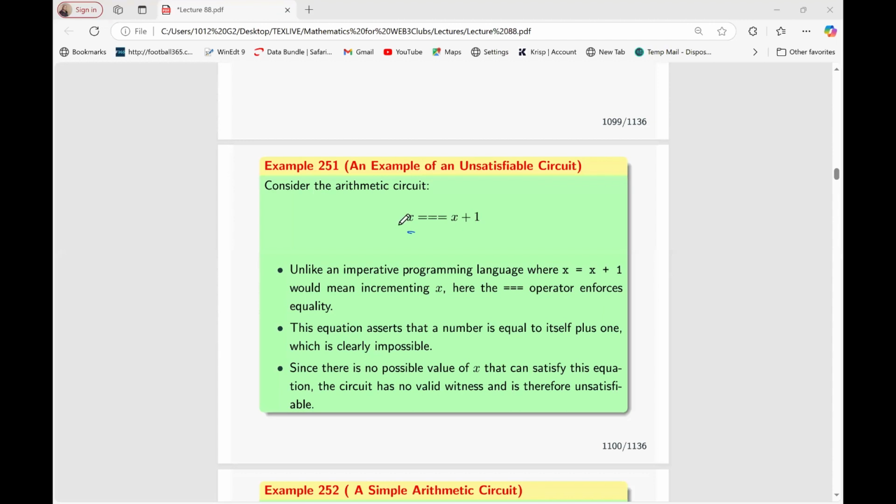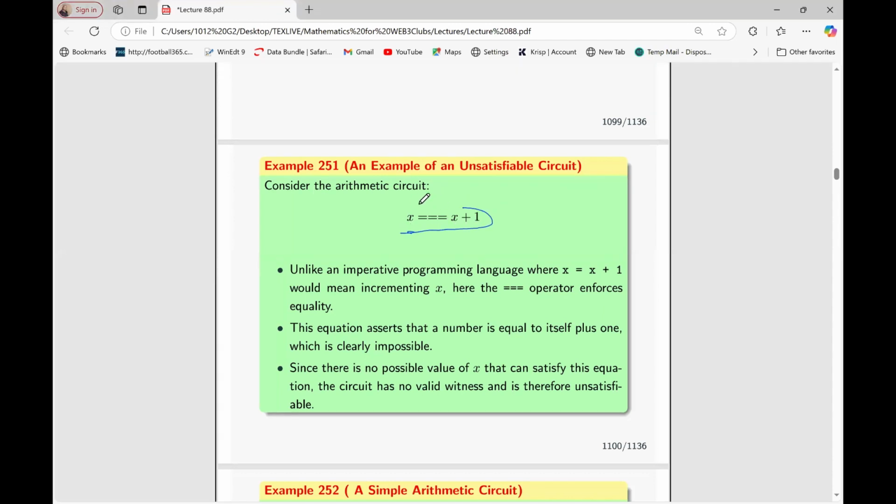So again, just to emphasize on this example, now we know what it means. It means that there is a witness x, which when you put on the left side and you put on the right side, this equation will hold. But you can see in reality, this x does not exist. We can never get such an x. And therefore it means that this constraint has no valid witness. We can never get an x that would satisfy this equation.